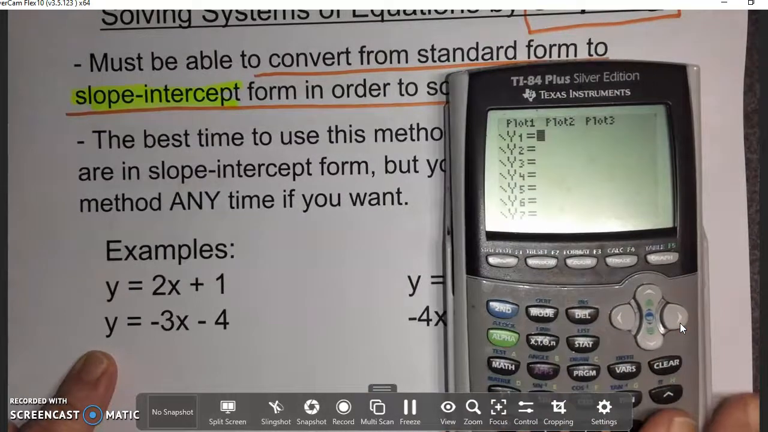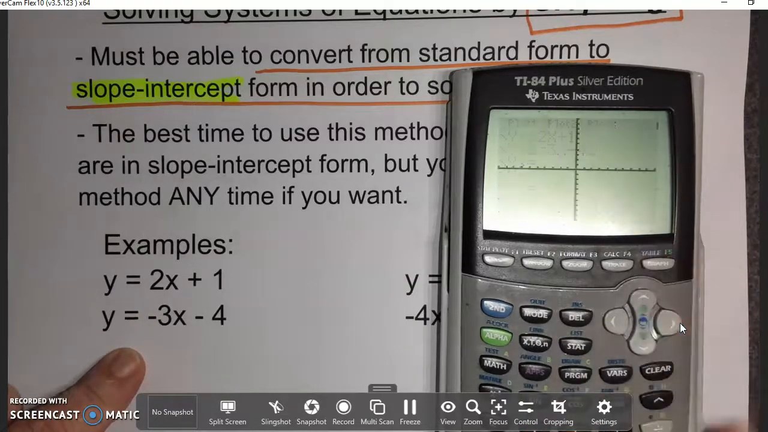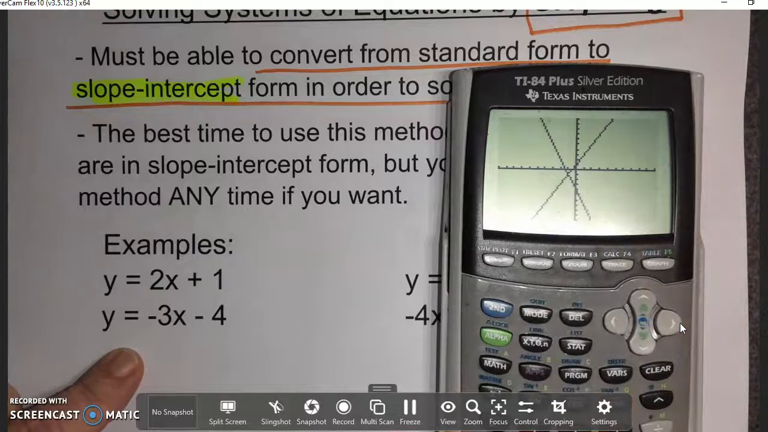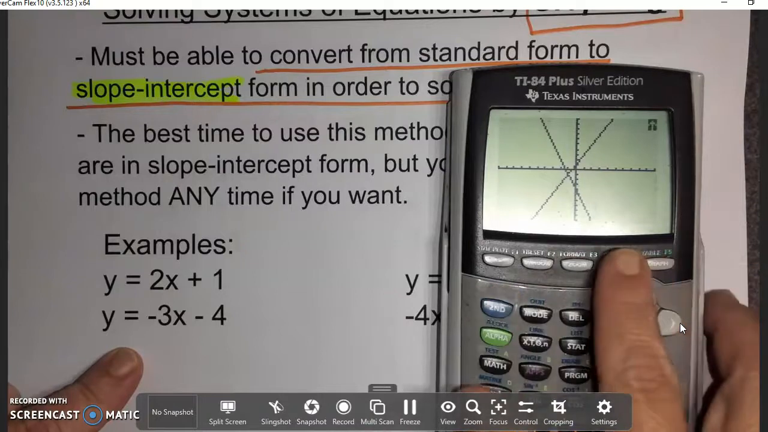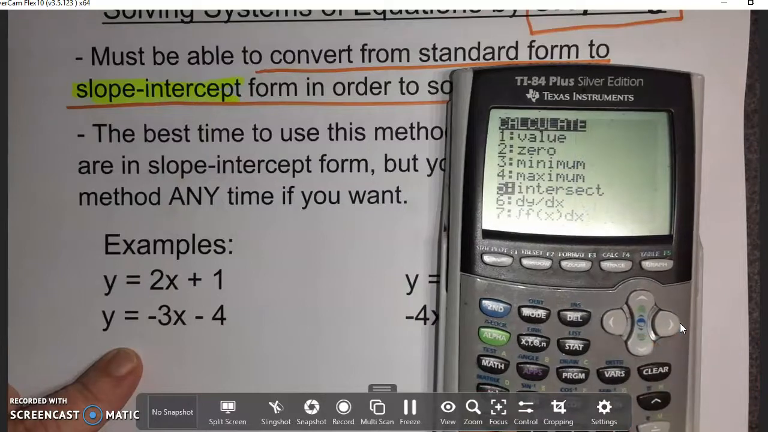You put y equals on your calculator. You type it in: 2x plus 1, negative 3x minus 4, and you hit graph. And you can see the point at which they are the same. Now, I need to know exactly what that point is. So I'm going to do second trace, and I'm going to find the intersection.